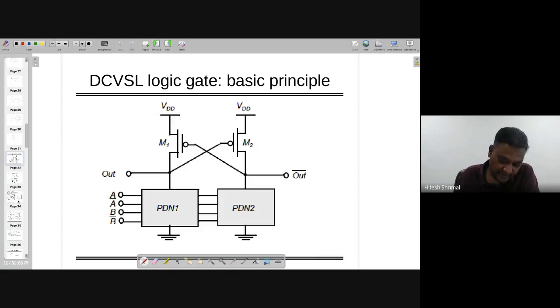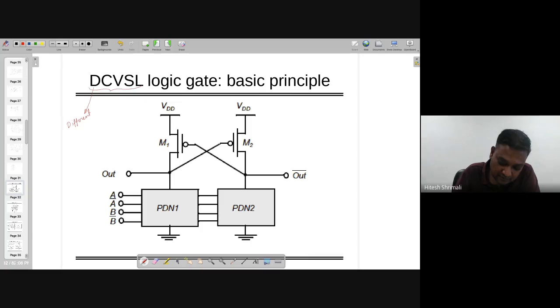So in that case, there is a technique whose name is DCVSL. D for differential, C for cascade, voltage switch logic. So from this big name, it's known as DCVSL, differential cascade voltage switch logic.